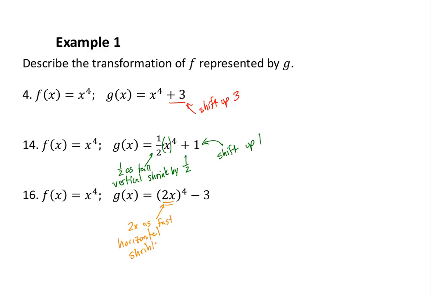shrink by a factor of 1/2. If it's going that much faster, it's taking less time left to right, so it's going to be skinnier to make that happen. And the minus 3 outside, it's a vertical change. That is a shift down 3.